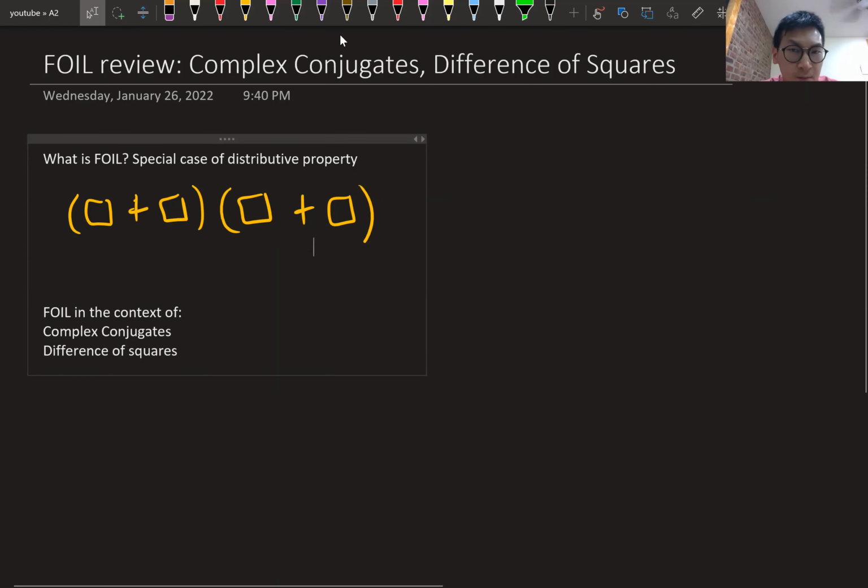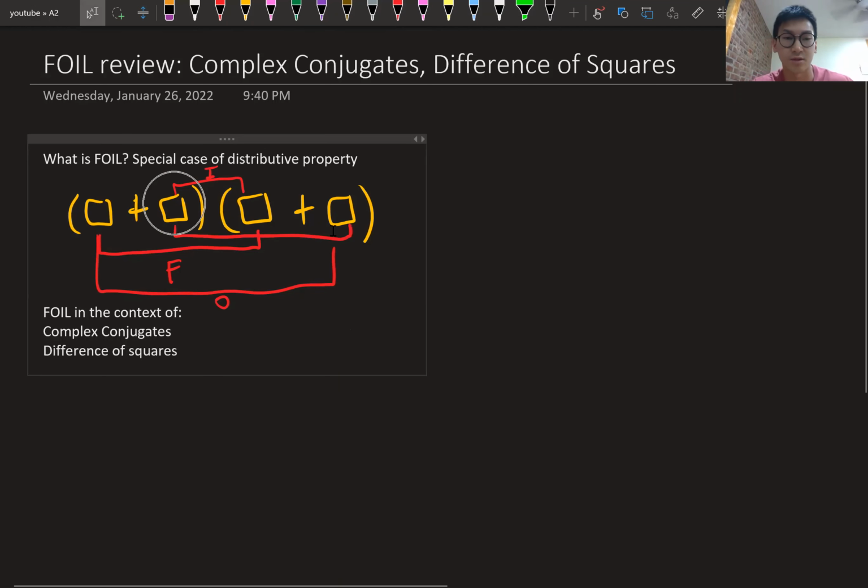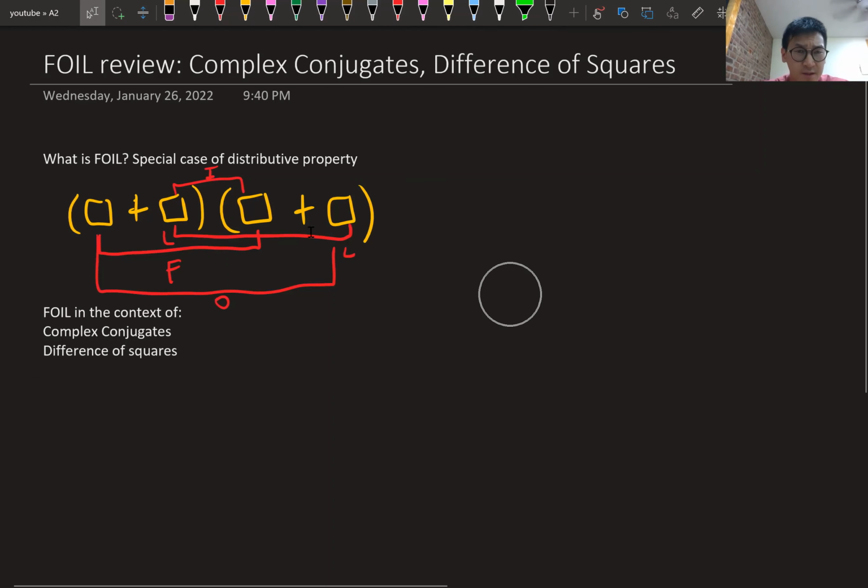So this FOIL thing is supposed to be the F here, that means the first terms of each factor. That's the F. And then the outer terms, and then the inner here. So the O and the I, you have to look at both of them together, otherwise it wouldn't make sense. The outer is on the outside, the inner is inside. And then lastly, the L means the last two terms here. A better way of thinking about this is, like I said, the special case of distributive property.